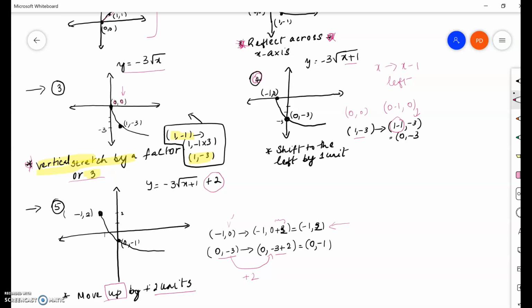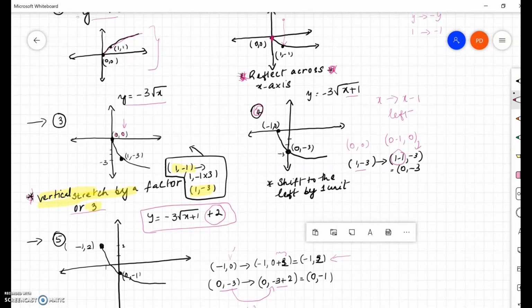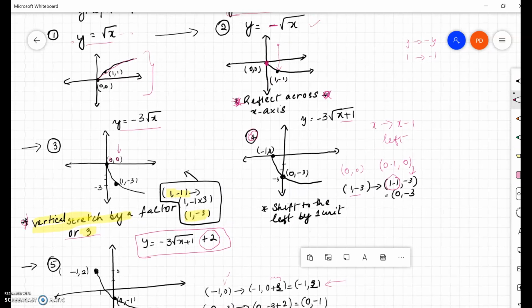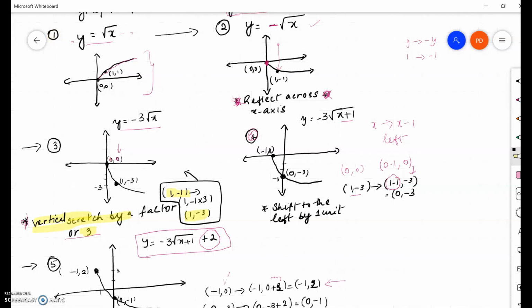The shape of the graph doesn't change except that it passes through these 2 points. So finally, we get the equation y equals -3 radical x plus 1 plus 2. Now let's quickly go over the various transformations. First, we graph the basic function y equals radical x.